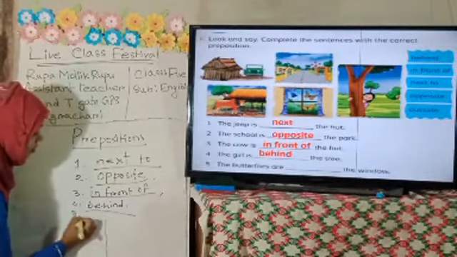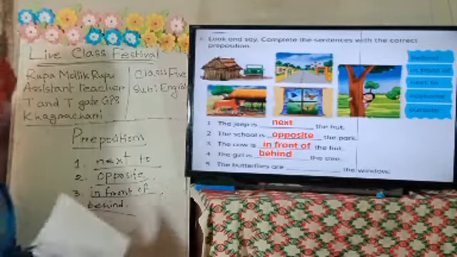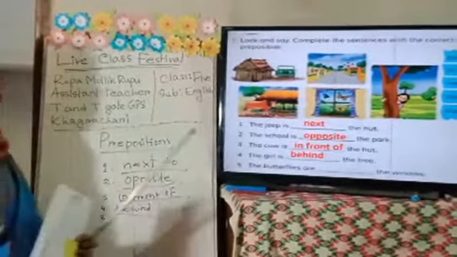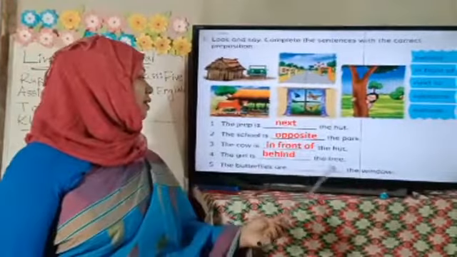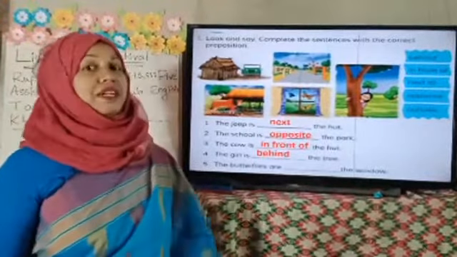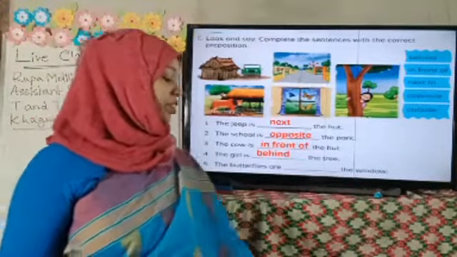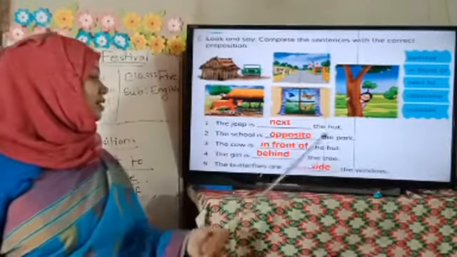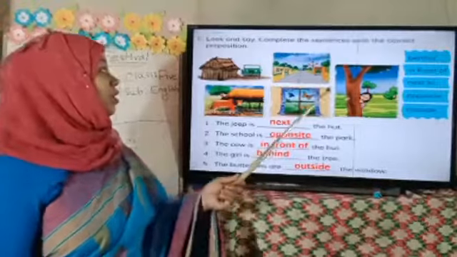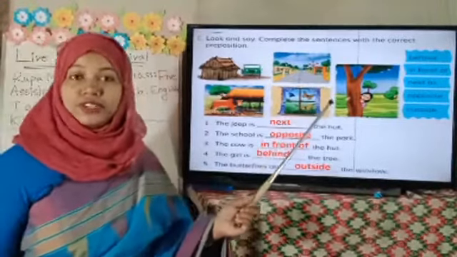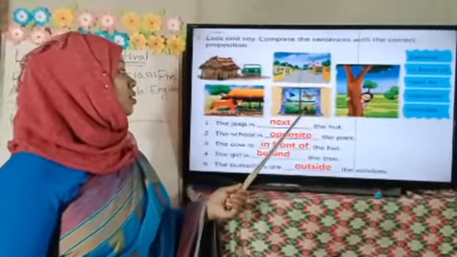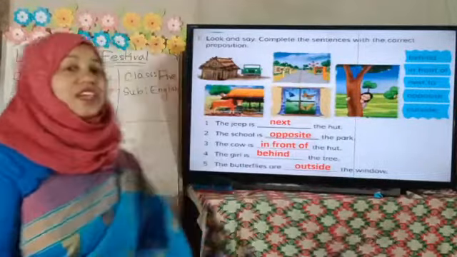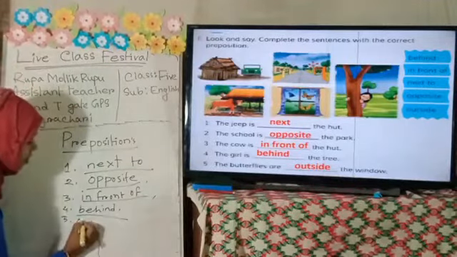Then number five, the last one is: the butterflies are dash the window. We have only one preposition word here, and it's outside the window. Look, here is the window, and we can see three butterflies outside the window. So the answer is outside, right?